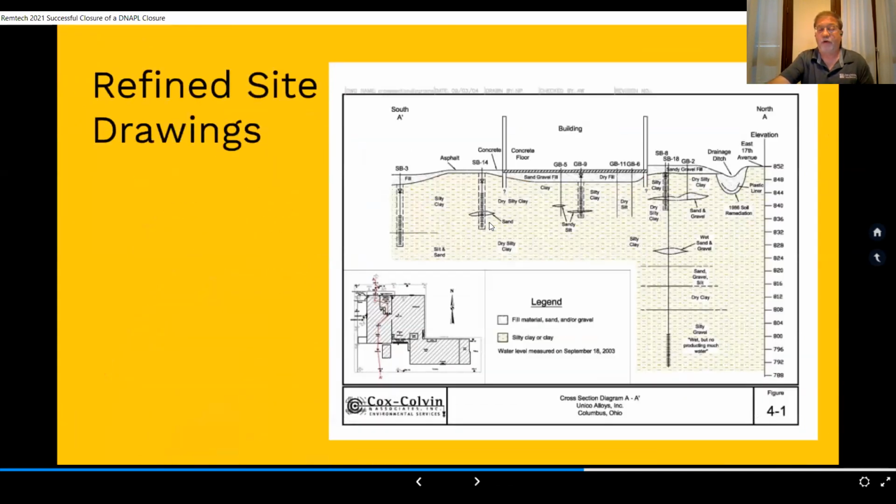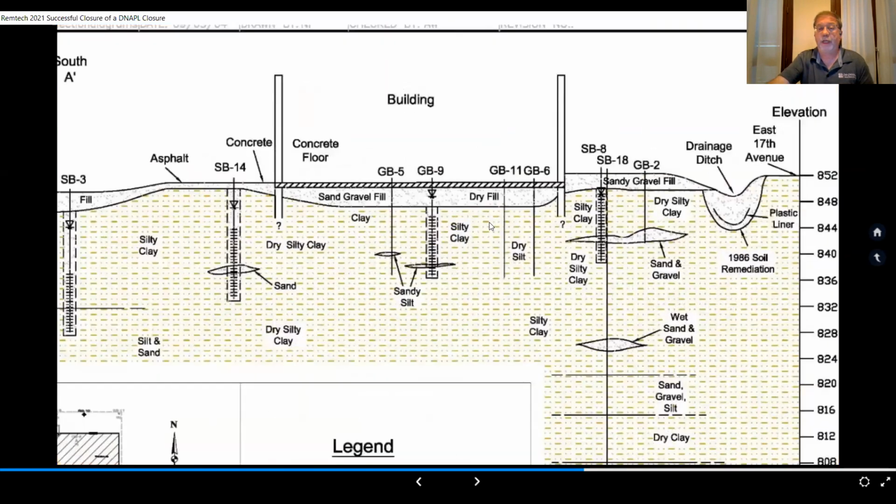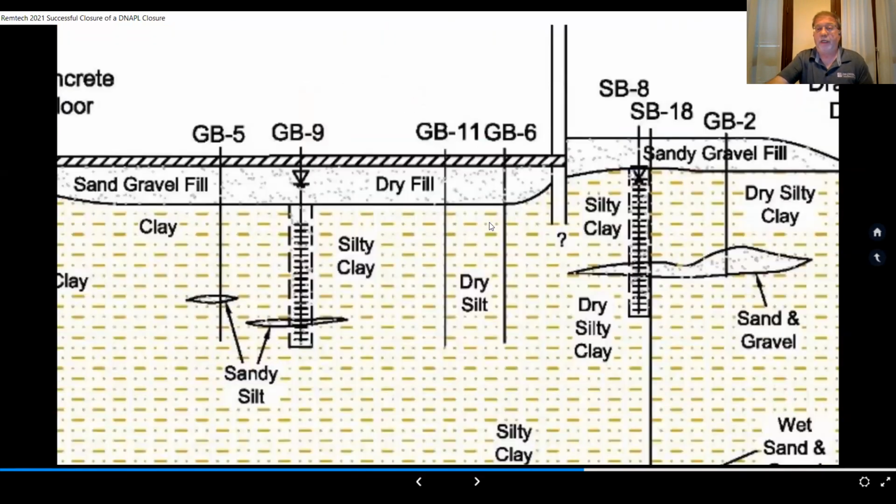We refined the site drawings, and what we found was that basically the little stringers of sand that they had monitored as groundwater flow were not connected. So they really didn't understand groundwater flow. All that monitoring that they'd done for that long period of time really wasn't very useful.